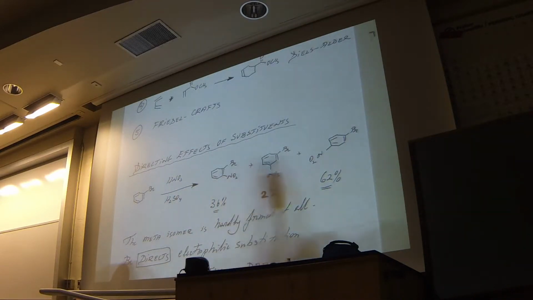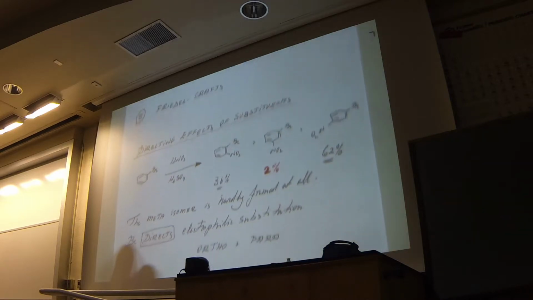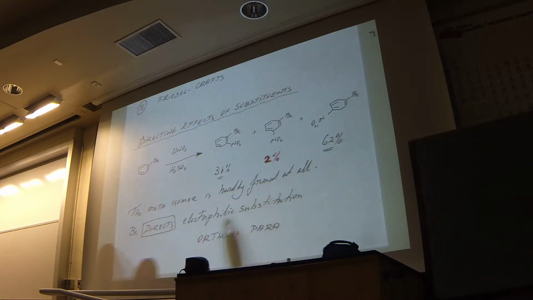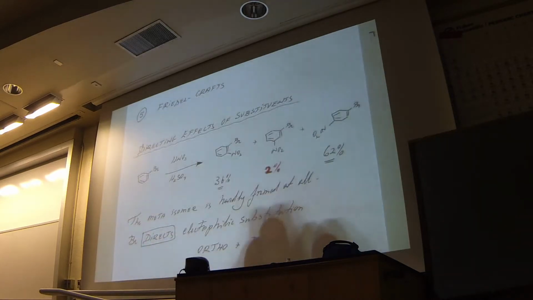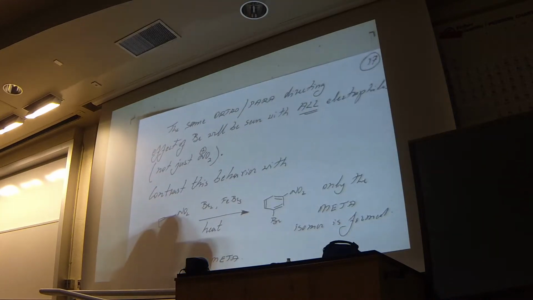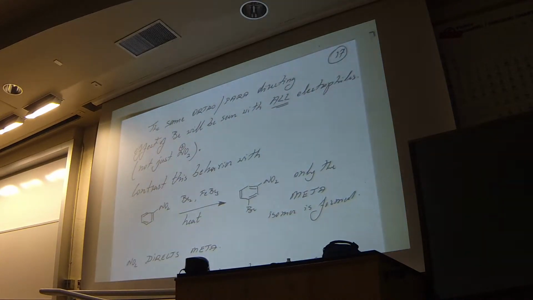That NO2+, you'll notice, ends up either para or ortho, but hardly any of it ends up meta. So there seems to be a real preference for either the ortho or the para product. And so the meta isomer is hardly formed at all. So it looks as if the bromine directs the substitution to take place either ortho or para. So that same ortho-para directing effect that you see with bromine and NO2 will be seen with every other electrophile.